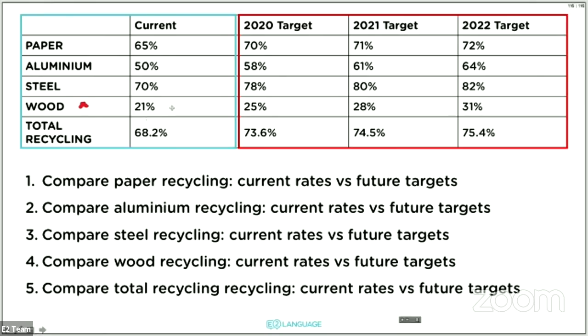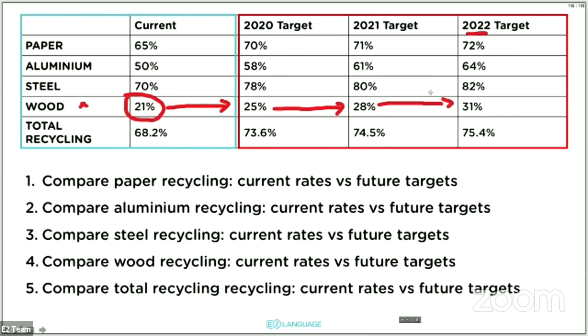So we'd say wood, the current rates of recycling for wood are 21%. These rates are expected to increase by how much? What's 25 minus 21? By 4% by 2020. And these will further increase or rise or climb by 3% each year until 2022. This is how you should write it.